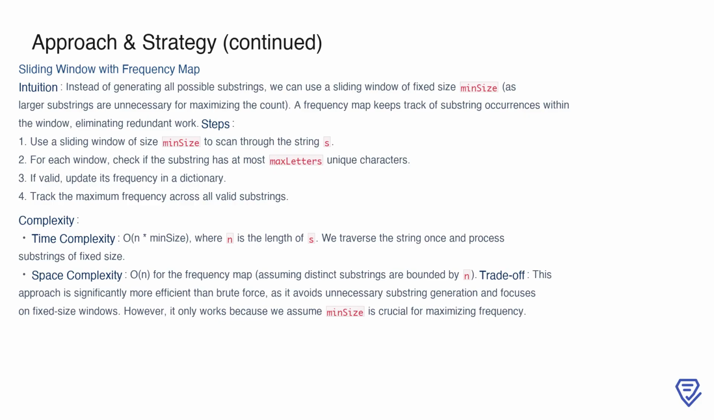The time complexity is reduced to n times min size, as we only process substrings of fixed size while traversing the string once. Space complexity is also reduced to n, as the frequency map stores only distinct substrings. This method strikes a balance between simplicity and performance, focusing on fixed-size substrings and eliminating unnecessary computations.